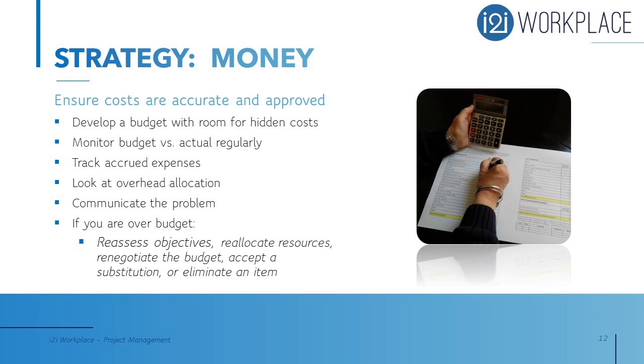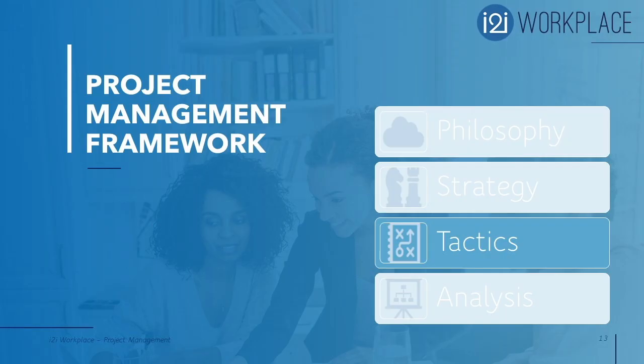If you notice that you're going over budget, communicate the problem, and you may have to reassess your objectives, reallocate resources, renegotiate the budget, accept a substitution, or eliminate an item altogether. Now let's move from the strategy to the actual tactics to complete your project.